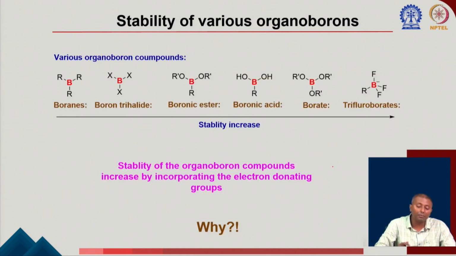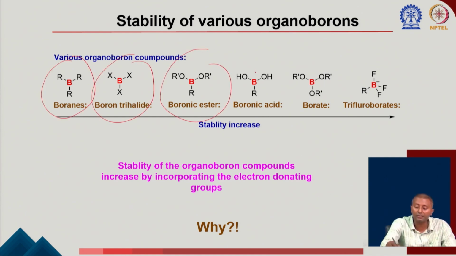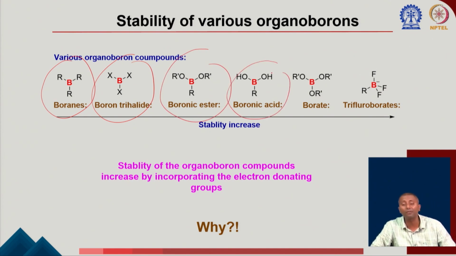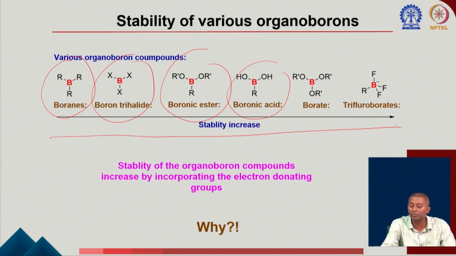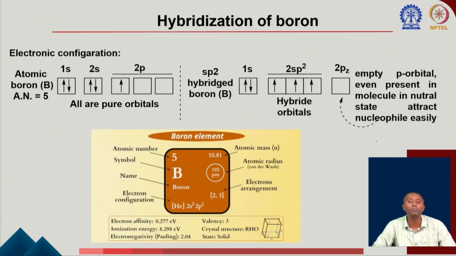So as I mentioned about the different structures of organoboron, there are these boranes, the boron trihalides, boronic esters, boronic acids, then the borate, and then the trifluoroborate. As I mentioned, once you go in this direction from borane to boronic esters, the stability gets increased. So the question comes: why is the stability increased once you go from the borane to the borate?